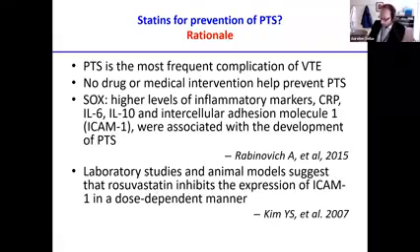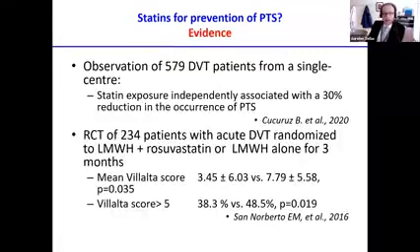So does it happen in clinical studies? Well, we have a low level of evidence, but still evidence that suggests that statin use could be associated with a reduction in the occurrence of PTS. The first study that I show you here is a retrospective observational study of 579 DVT patients from a single center, and they showed that patients who were exposed to statin had a 30% reduction in the occurrence of PTS.